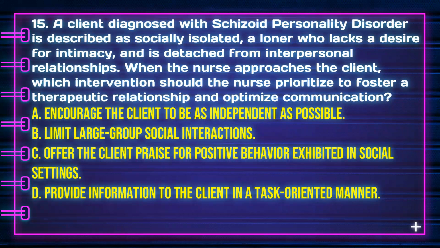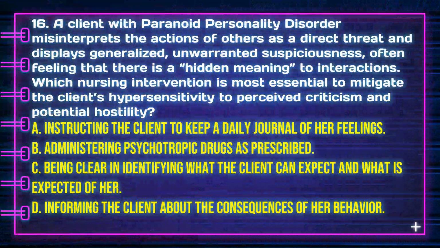Next, number 16. A client with paranoid personality disorder misinterprets the actions of others as a direct threat and displays generalized unwarranted suspiciousness, often feeling that there is a hidden meaning to interactions. Which nursing intervention is most essential to mitigate the client's hypersensitivity to perceived criticism and potential hostility? A. Instructing the client to keep a daily journal of her feelings. B. Administering psychotropic drugs as prescribed. C. Being clear in identifying what the client can expect and what is expected of her. Or D. Informing the client about the consequences of her action.